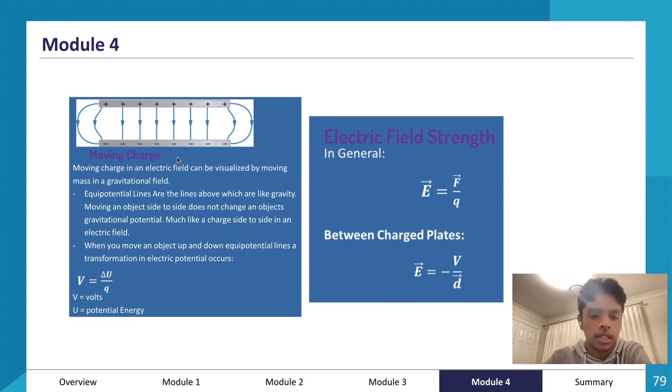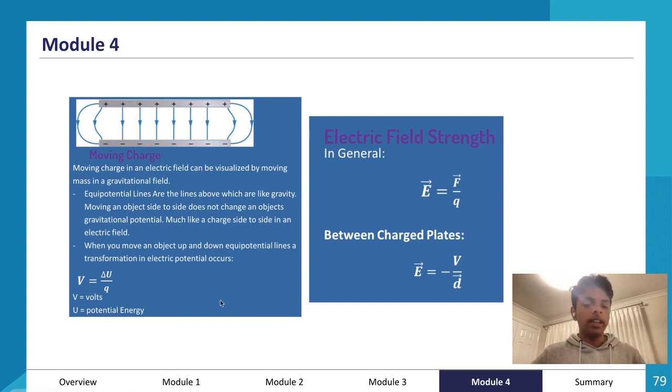That's kind of what this electric field is like. So the equipotential lines are the lines above, which are like gravity. Moving an object side to side does not change its gravitational potential. Similarly, moving a charge side to side within this electric field does not change its electrical potential energy. But when I move an object up and down the equipotential lines, there's a change in my potential energy, but not when I move it across, just like for gravitational field lines.